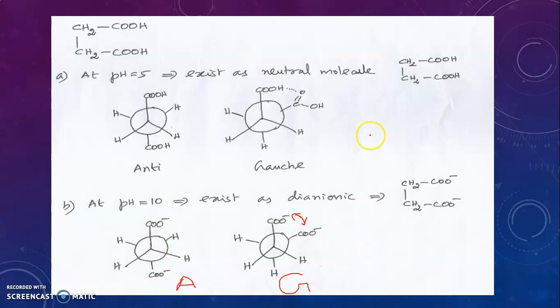So remember, at pH equal to 5, gauche is more stable over anti, whereas at pH equal to 10, the anti-conformer is more stable over gauche. It's a very important, very nice question. So keep this in your mind. Very easy also. At pH equal to 5, gauche is more stable over anti. At pH equal to 10, anti is more stable over gauche.